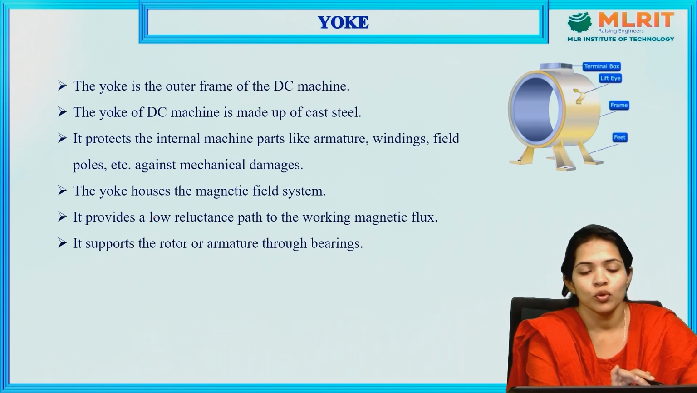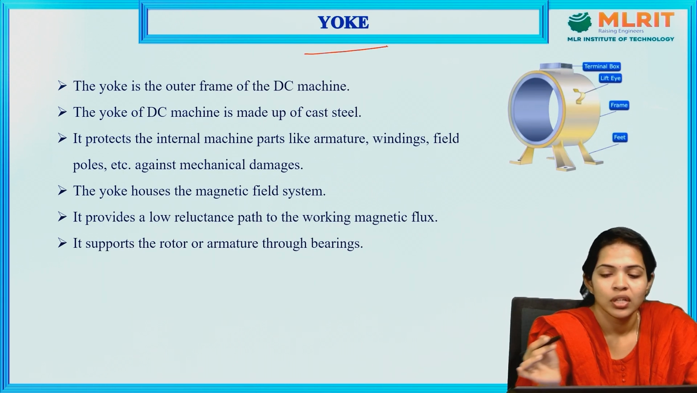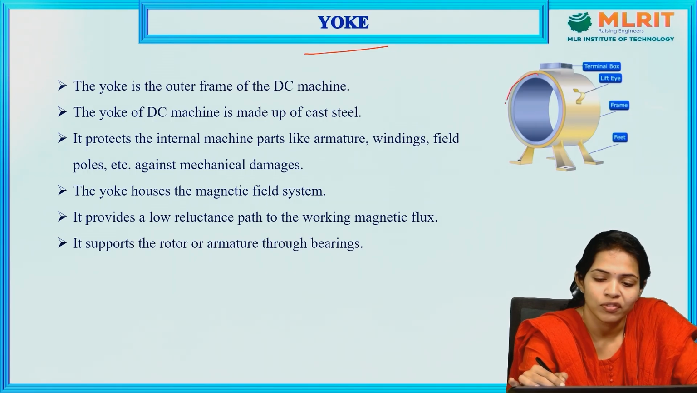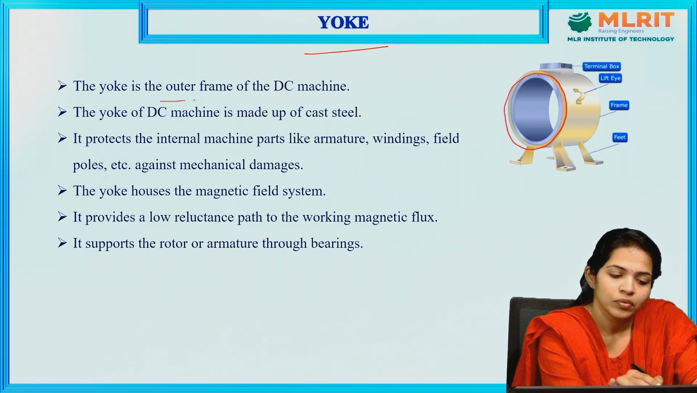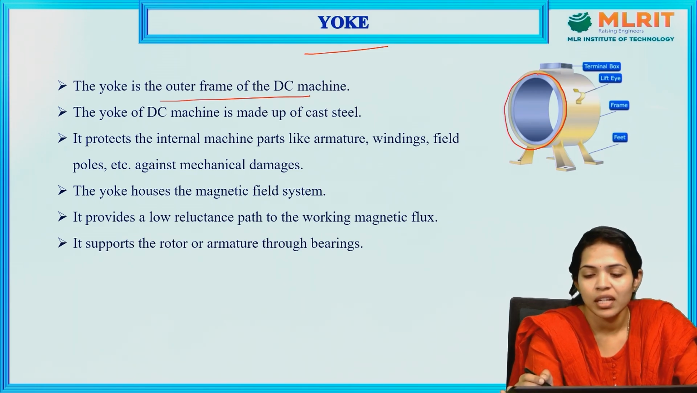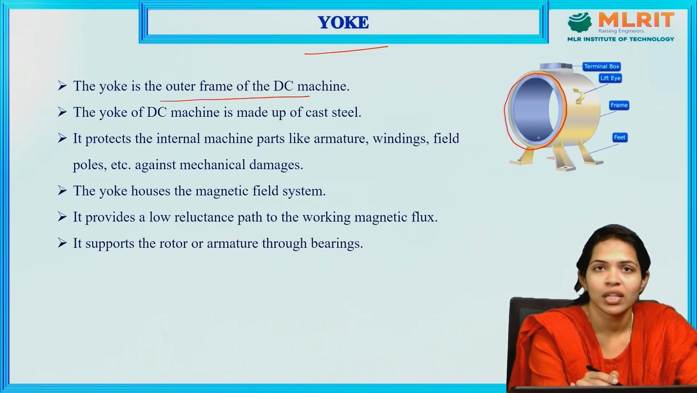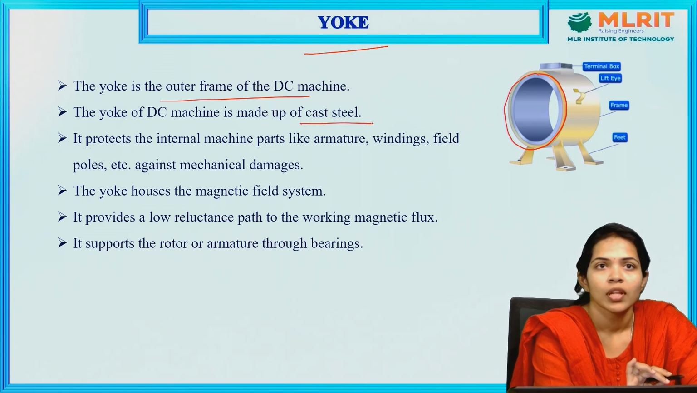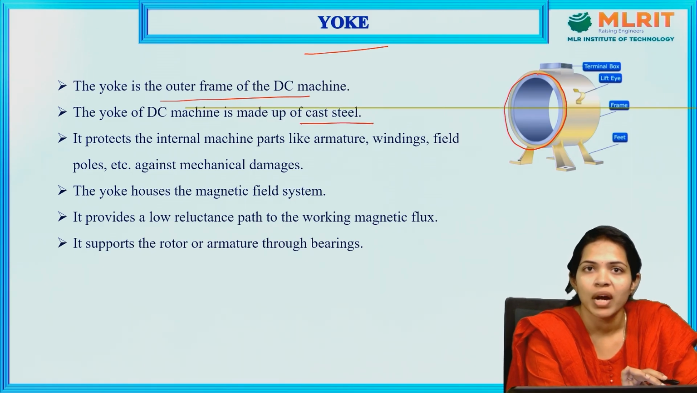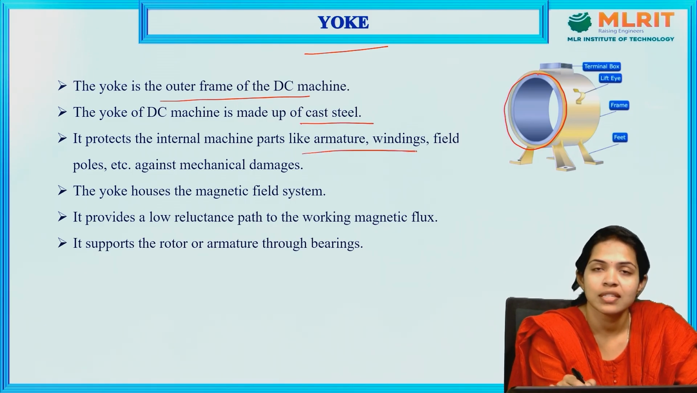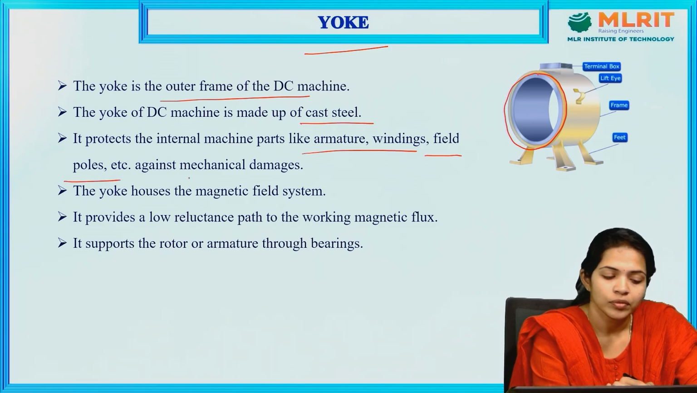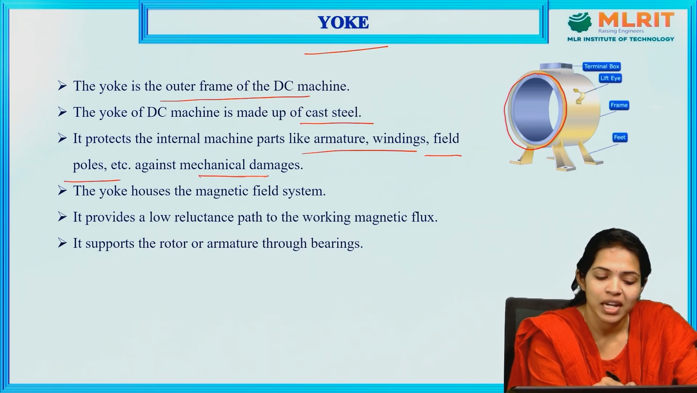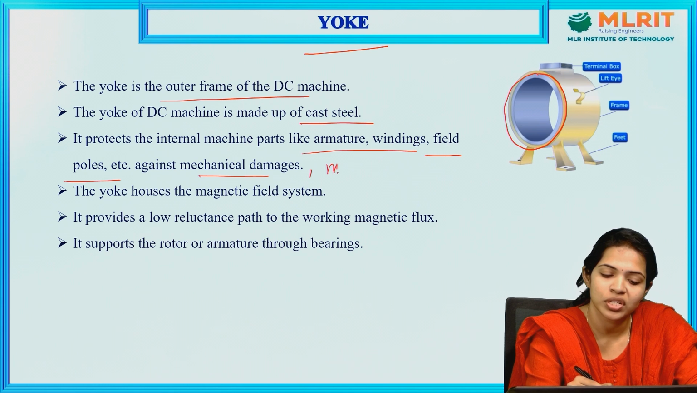So the first and foremost part is your yoke. Yoke is nothing but the outer covering of a machine. The material used for making the yoke is cast steel. It protects the internal machine parts like armature windings and field poles from external mechanical damages and also from moisture and dust.